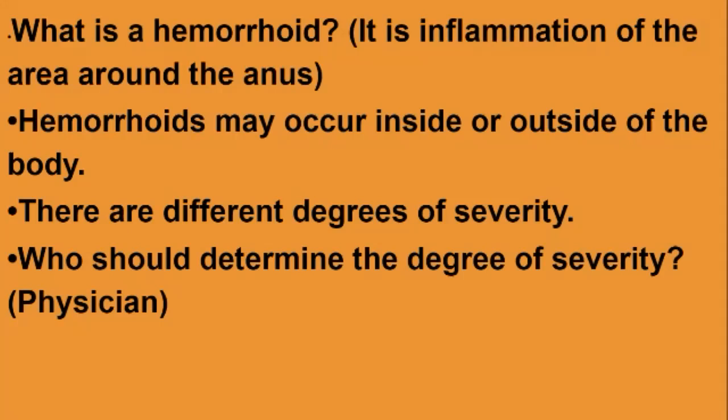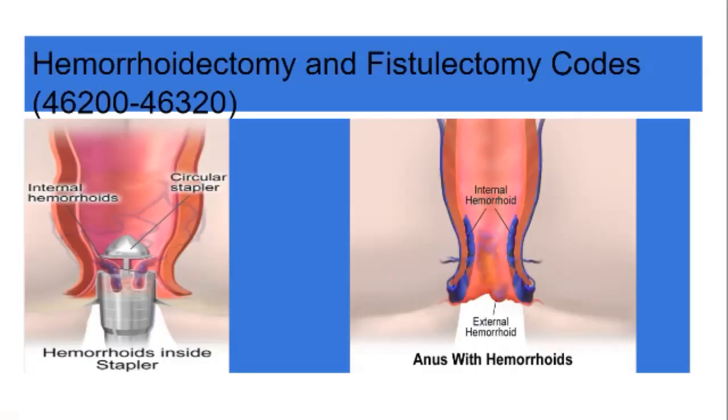What is a hemorrhoid? It is an inflammation of the area around the anus. Hemorrhoids may occur inside or outside of the body. There are different degrees of severity. Who should determine the degree of the severity? The physician should. So hemorrhoidectomy and fistulaectomy codes are 46200 through 46320. So let's move there in our CPT manual.